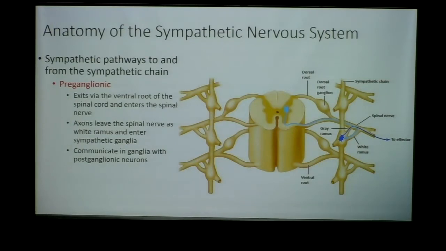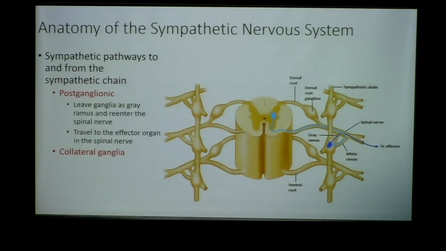So this is kind of what we spoke about. This is the communication of the autonomic nervous system, specifically the sympathetic division. This preganglionic fiber leaves the lateral horn, exits through the ventral root, travels to that ganglia as a white ramus fiber, leaves that ganglia as a gray ramus fiber, re-enters that spinal nerve and makes its way to the effector tissue. Very important for you to understand what's happening here.